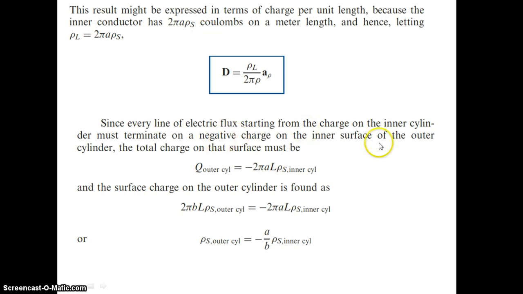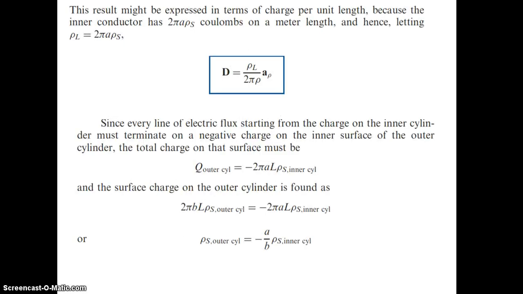In the outer cylinder of the coaxial cable, how do we find the charge? How to calculate the total charge on the surface of the outer cylinder? This can be found from the condition that every line of electric flux starting from the charge on the inner cylinder must terminate on a negative charge on the inner surface of the outer cylinder. So Q outer cylinder equals minus 2 pi a L rho s inner cylinder. Equating these two, we obtain rho s outer cylinder equal to minus a by b rho s inner cylinder. This is the relation between the charge on the surface of the outer cylinder and the charge on the inner cylinder.